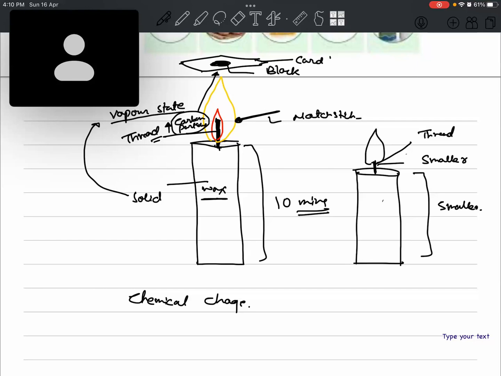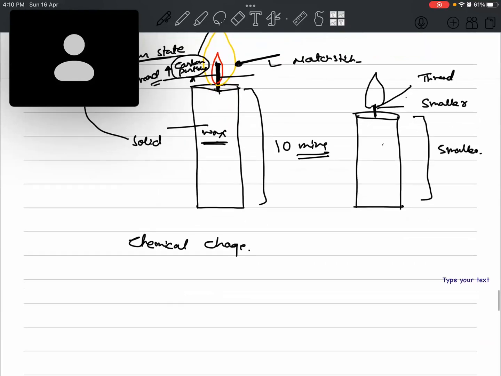When that thread also burns, it becomes a chemical change, right? Exactly. So two things can be considered a chemical change here. One, the change of the wax into vapor state, which gets evaporated into the atmosphere, and the other one is these carbon particles, which are formed due to burning of this thread. Right. So chemical change we have understood. Now another question is, what is the physical change here?